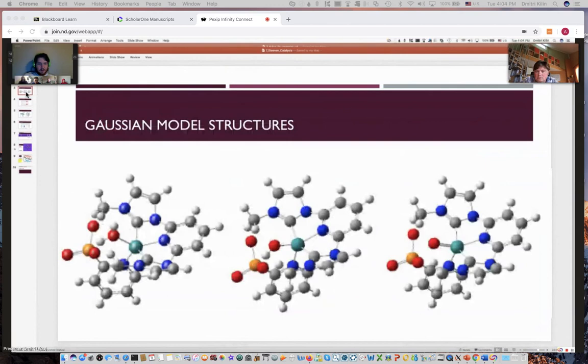The three models that I built using Gaussian and then tested using VASP were, from left to right, a hydrate-based molecule with a water molecule as a ligand, a hydroxide-based molecule with a hydroxide group as the ligand, and an oxide group with just an oxygen as the ligand on the ruthenium. The most interesting one of these would be the conversion between the hydrate and the hydroxide.